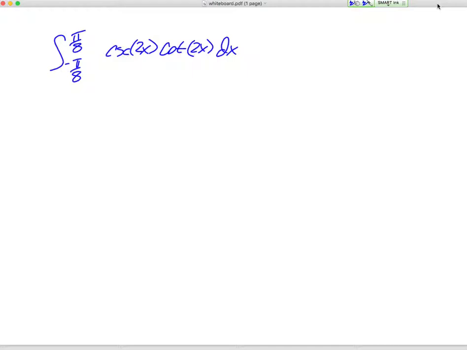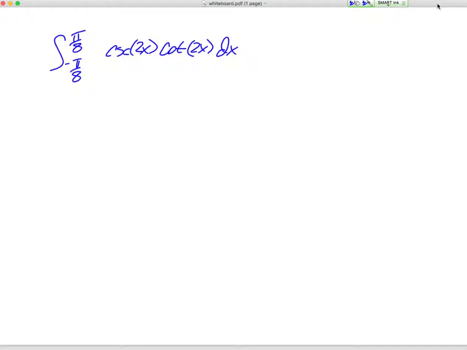It's 2x. 2x's are inside. Because if I make 2x my inside, that means I'm dealing with cosecant u, cotangent u. Do I know how to integrate cosecant, cotangent? Yes, I know how to integrate it. So that's how you pick and choose.